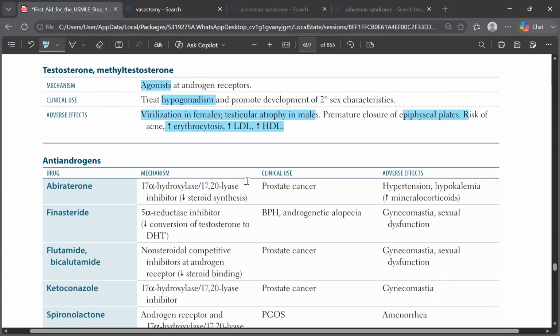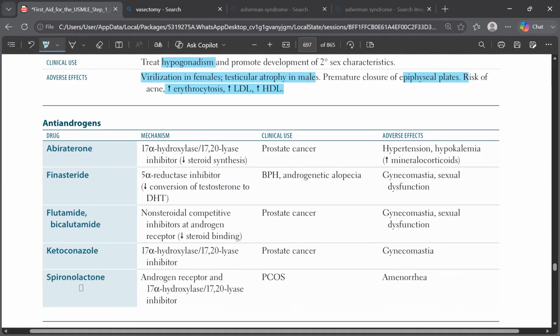Then we have anti-androgens. The first is abiraterone. It is a 17-alpha hydroxylase or 17,20-lyase inhibitor. These enzymes are involved in the formation of steroids in the adipose tissue. So it decreases steroid synthesis, and it is used in prostate cancer.